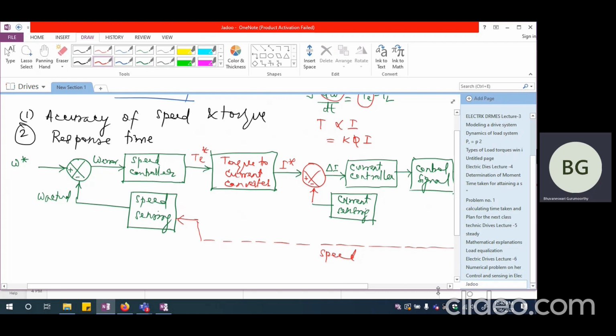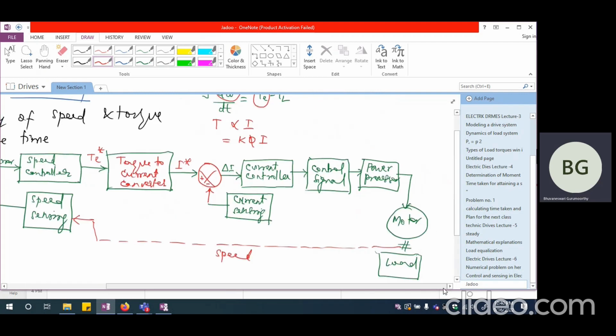The same way, I have to have the current sensing mechanism. So between the power processing module and the motor, whatever is the connection, I can actually put a current sensor right here. So this is going to be the current sensing mechanism, which senses the current from this current sense. So this is going to be a current sense.